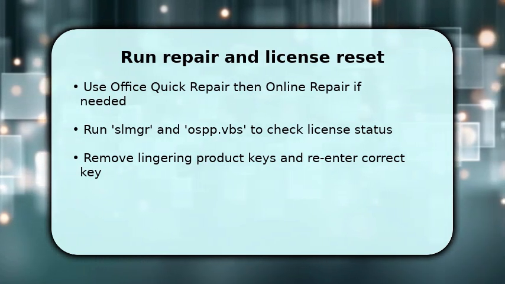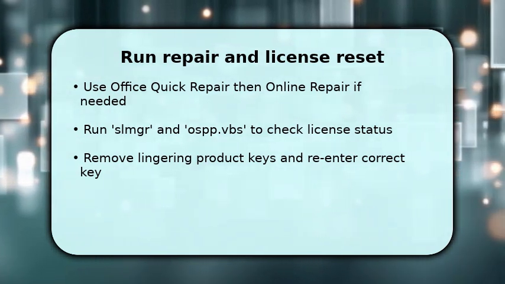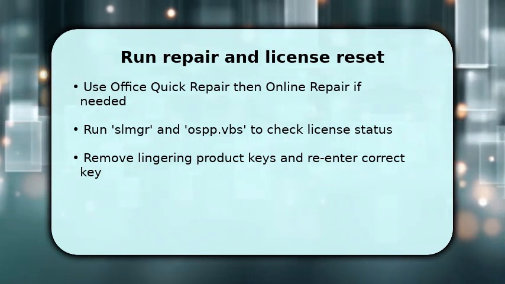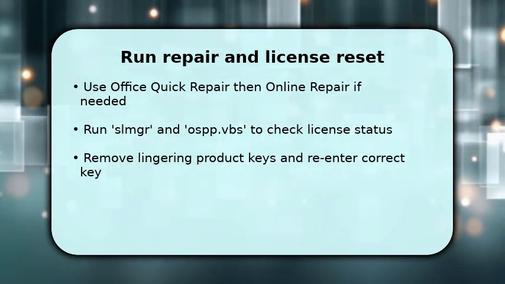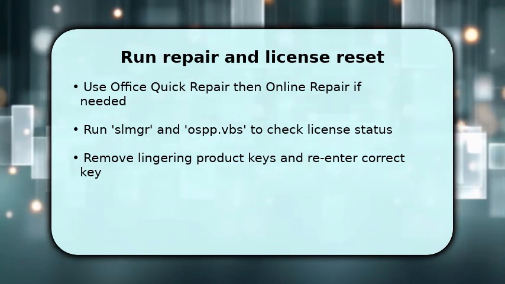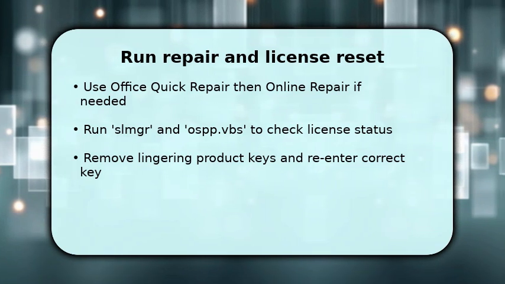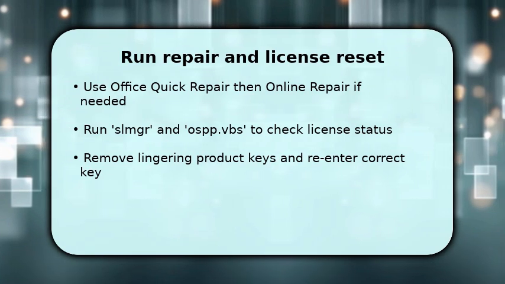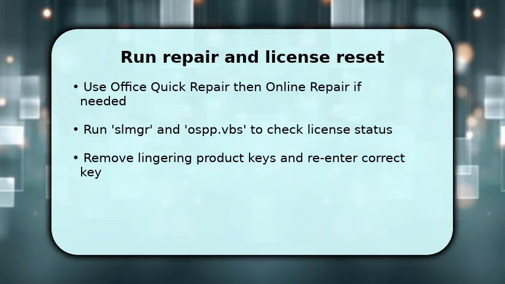If problems persist, run the built-in license tools. Use SLMGR to verify Windows activation and OSP.VBS in the Office folder to list and remove stuck product keys. This clears mismatched licenses. Once cleaned, re-enter the correct product key or sign in again. These steps force a fresh license handshake with Microsoft servers.